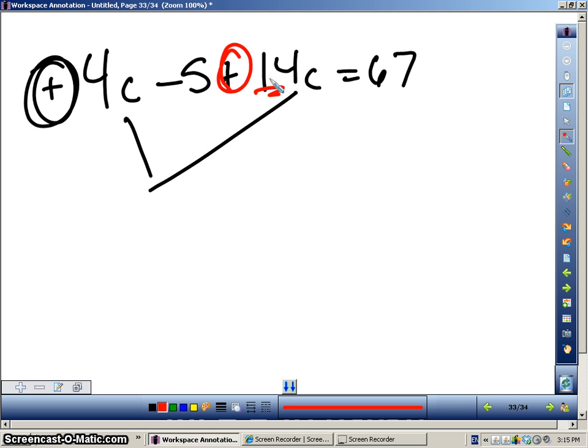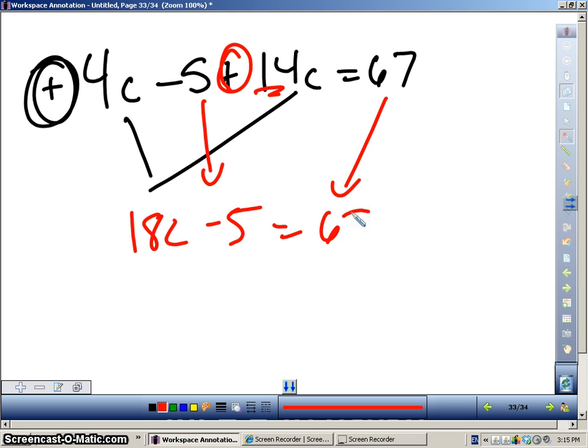14 and 4 give me 18c. I still have my negative 5. I didn't do anything with that. My 67 is still there. And then what I'm going to do is go ahead and solve for c. And what that entails is moving things away from c that I can. We want to multiply and divide last. So let's do our adding and subtracting here.